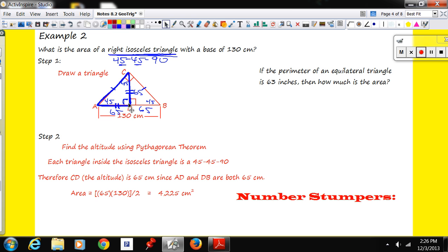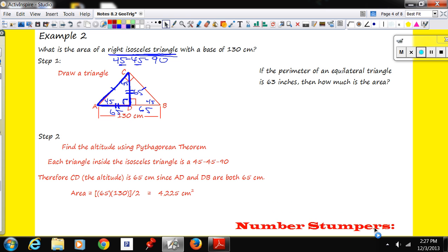Okay, quick number stumper. All right, 8S on an SS was 8 sides on a stop sign. That's good. No, octagons are a stop sign.